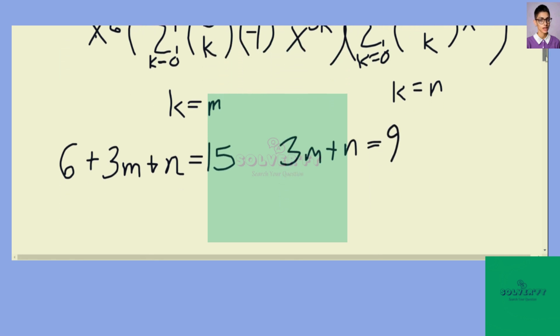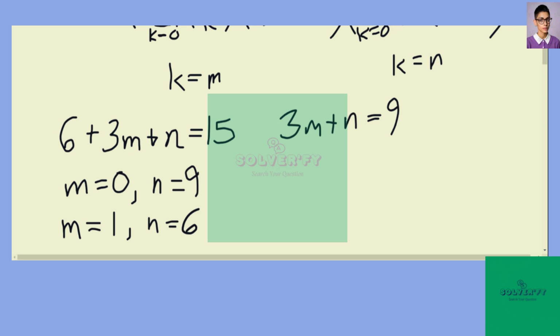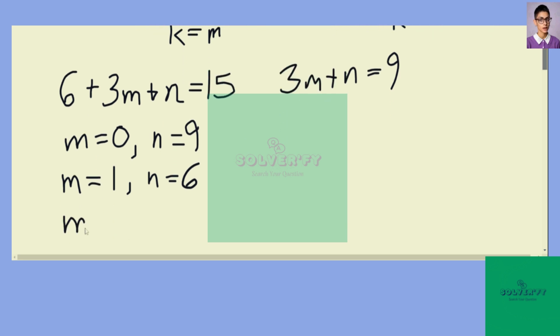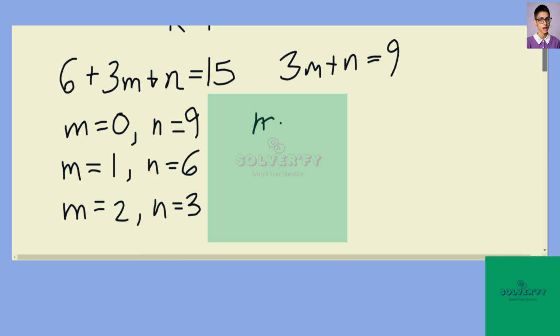And so to find these values, let's plug in different values of m. If m is equal to 0, we have that n has to equal 9. If m is equal to 1, we have that n has to equal 6. If m is equal to 2, then n is equal to 3. And if m is equal to 3, then n has to equal 0.